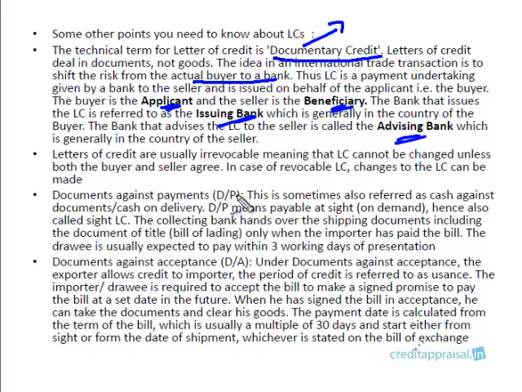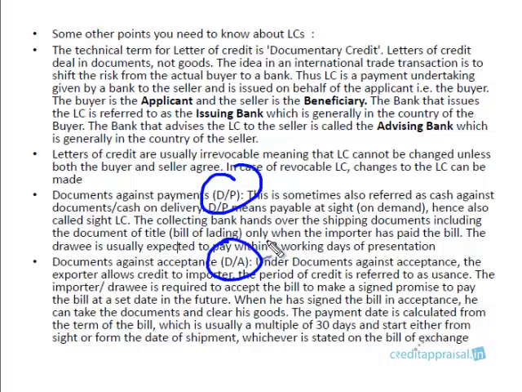Then sometimes you come across the terms revocable LC and irrevocable LC. Usually LCs are irrevocable, which means they cannot be changed unless both parties, buyer and seller, agree. But there are revocable LCs, in which case changes to the LC can be made. Then two other very common terms you will come across: DP and DA. This is nothing but sight LC and usance LC.